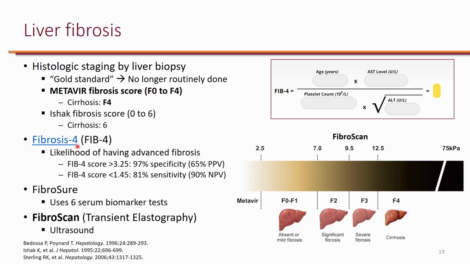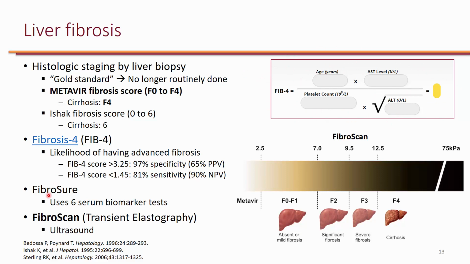So the fibrosis 4, or FIB4, here's the equation, and you do not have to memorize this equation, but basically you have age times AST divided by platelet times square root of ALT. Whatever number you get, if it's greater than 3.25, there's a 97% specificity for having cirrhosis. At the same time, if it's less than 1.45, it's unlikely that the patient has cirrhosis. So there's an 81% sensitivity with that. So this is a simple equation that's routinely used in the clinic.